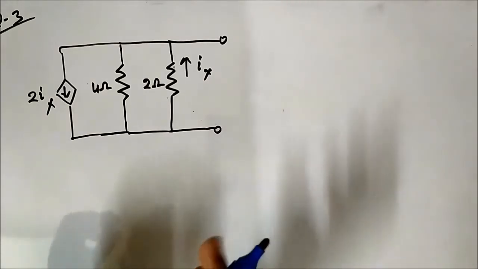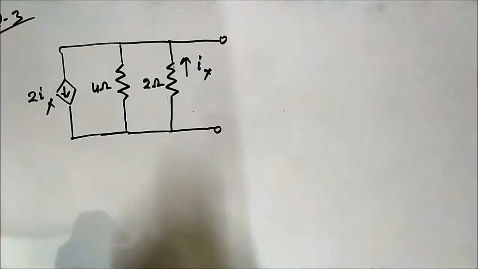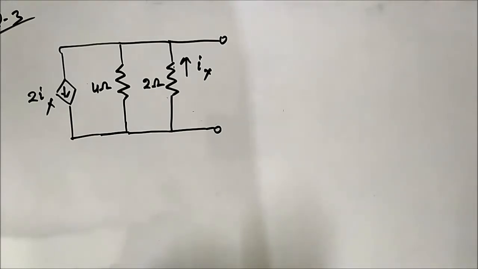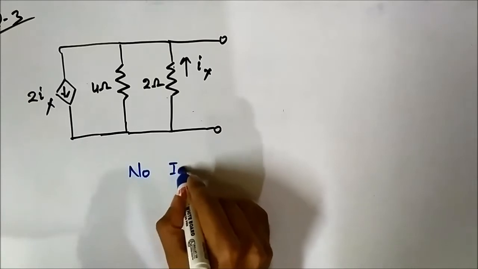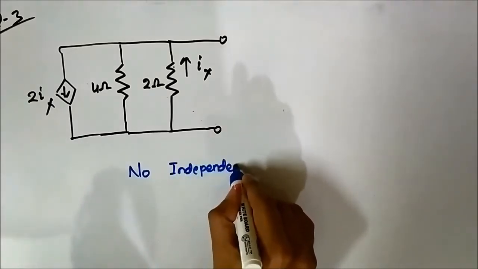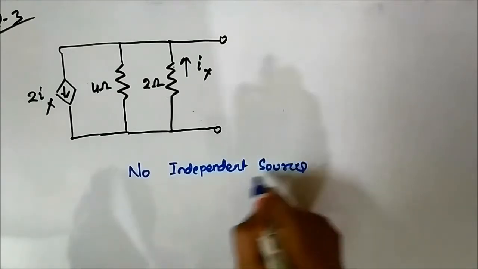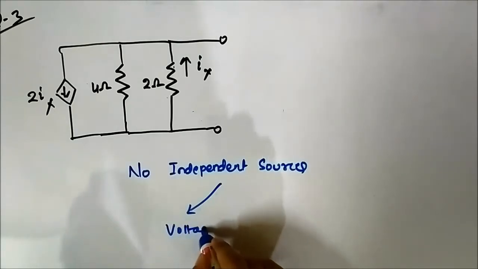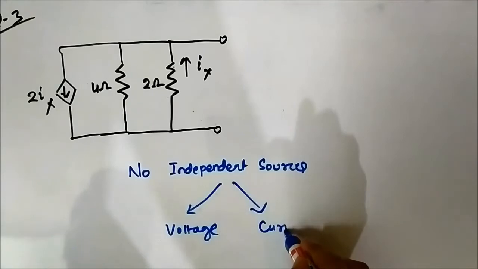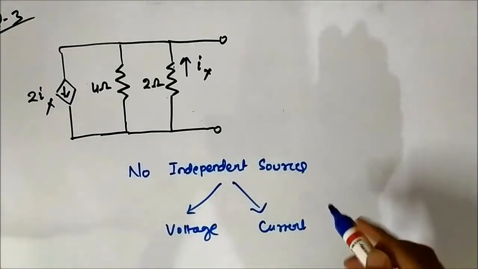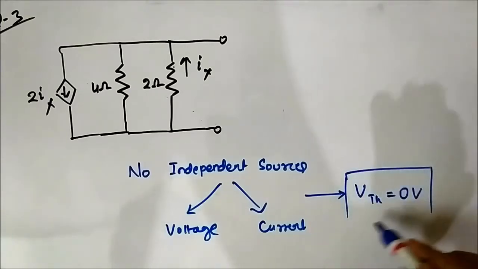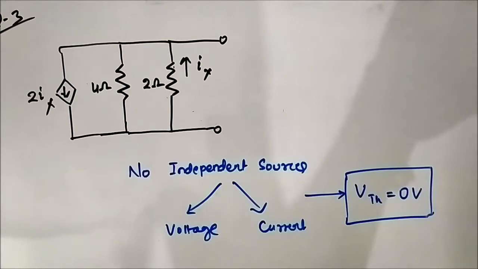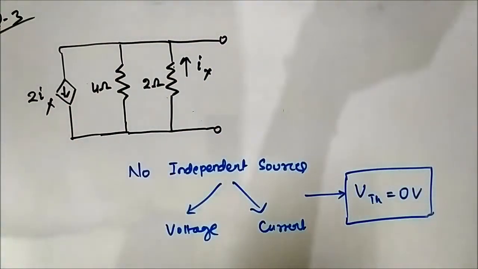Now an important thing to notice here is that in this circuit there is no independent source. There is no independent voltage source, no independent current source. In circuits where there are no independent sources, be it voltage or current, Thevenin voltage is equal to 0 volt. No need to do any calculation, straight away VTH is equal to 0 volt because there are no independent sources present in the circuit.